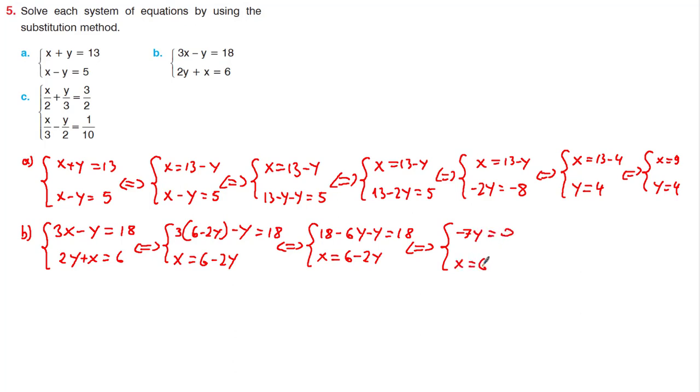X is equal to 6 minus 2y. So after dividing by negative 7, y is 0. If y is 0, x is 6.